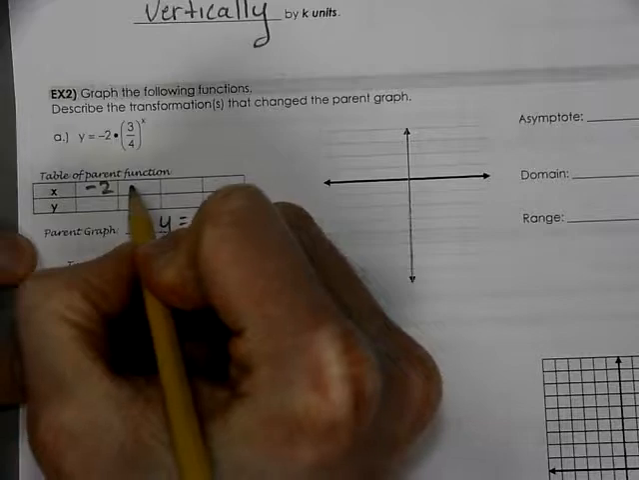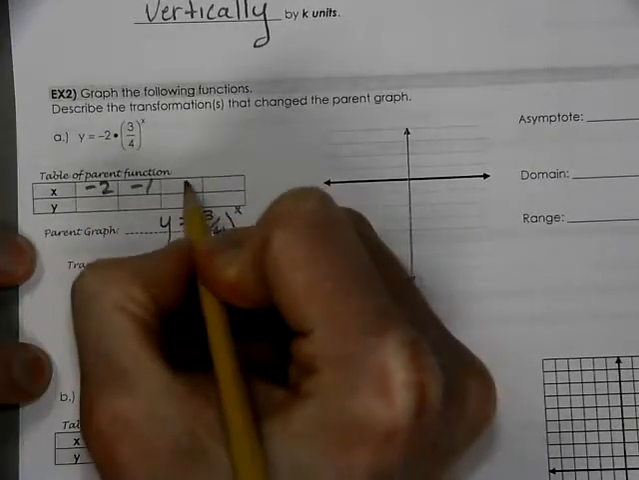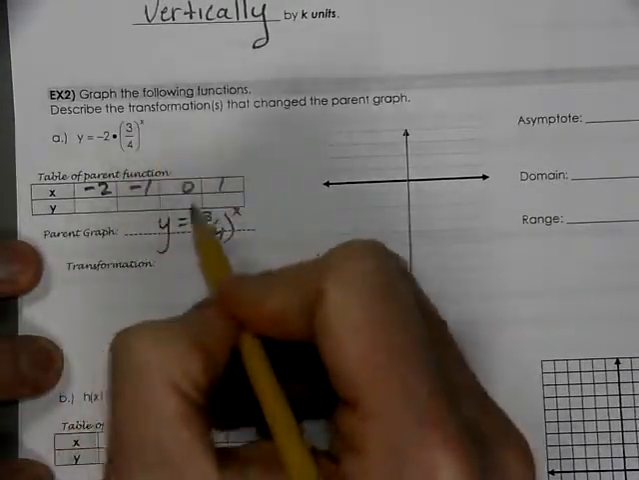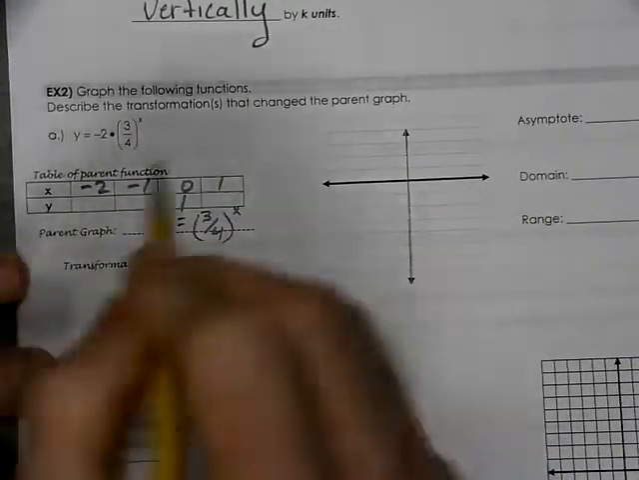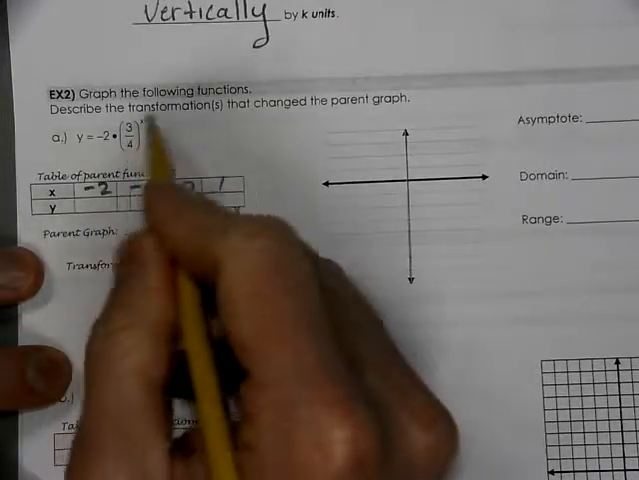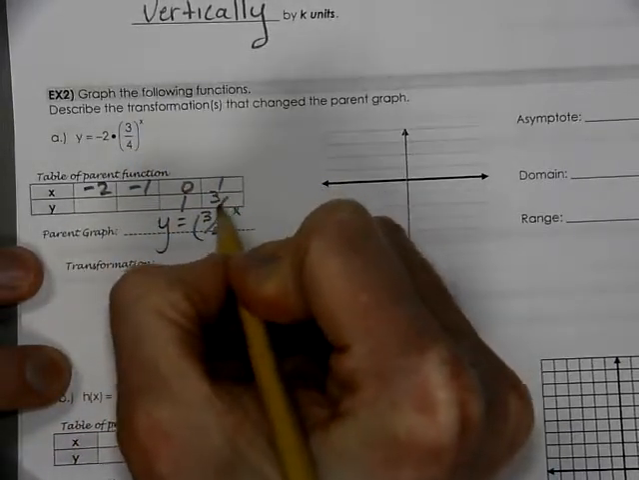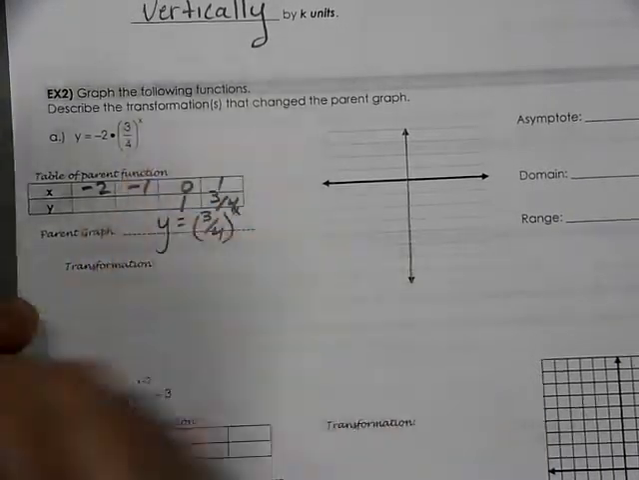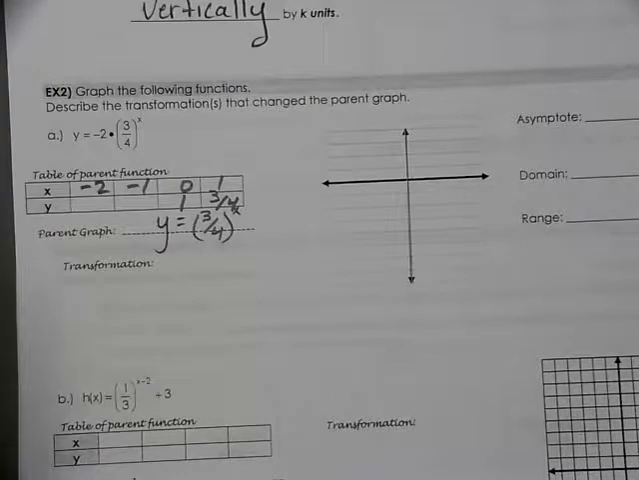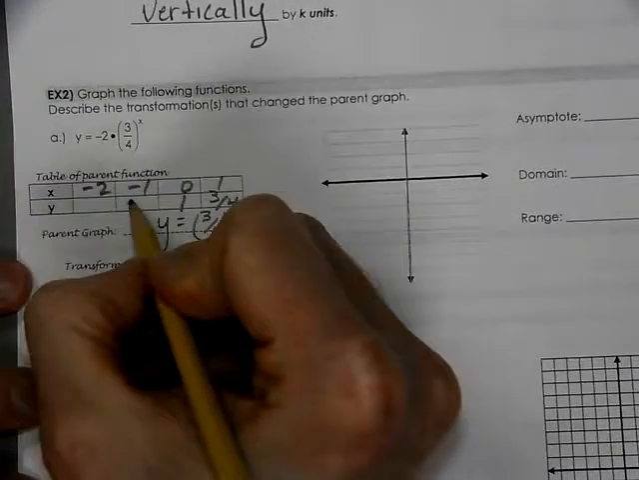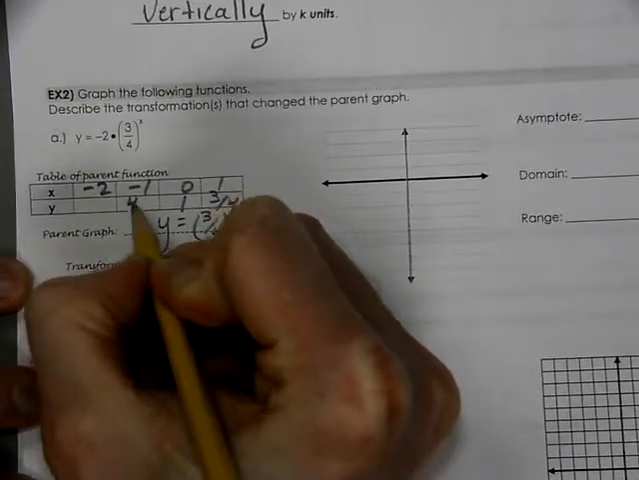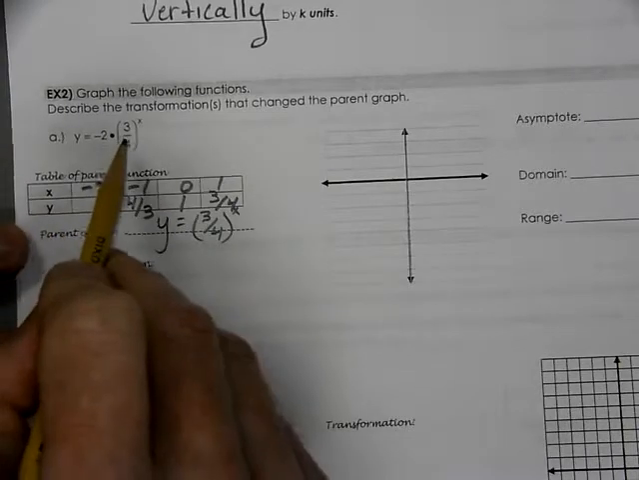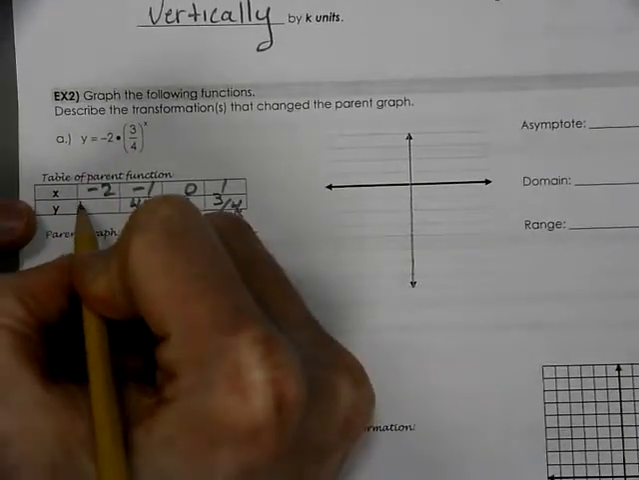So x values of -2, -1, 0, and 1. We know that 0 of any base always gives us 1. We know that the exponent of 1 for any base is exactly that base. The -1, what is that going to do to the base? That's going to flip it over. So now you're going to have 4/3. And the -2 is going to flip it over, but square each number.